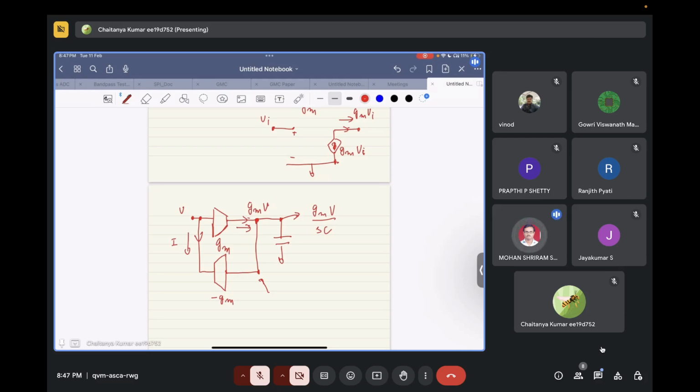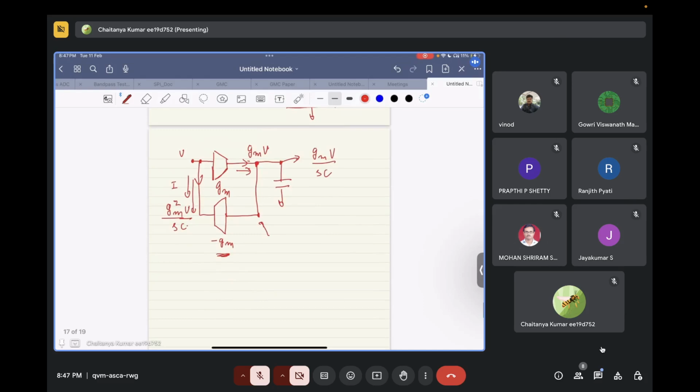So if the voltage is Gm V by SC, what is the output current? Gm square V by SC, correct? And it will flow in the opposite direction because the transconductance is minus Gm. So Gm square V by SC.